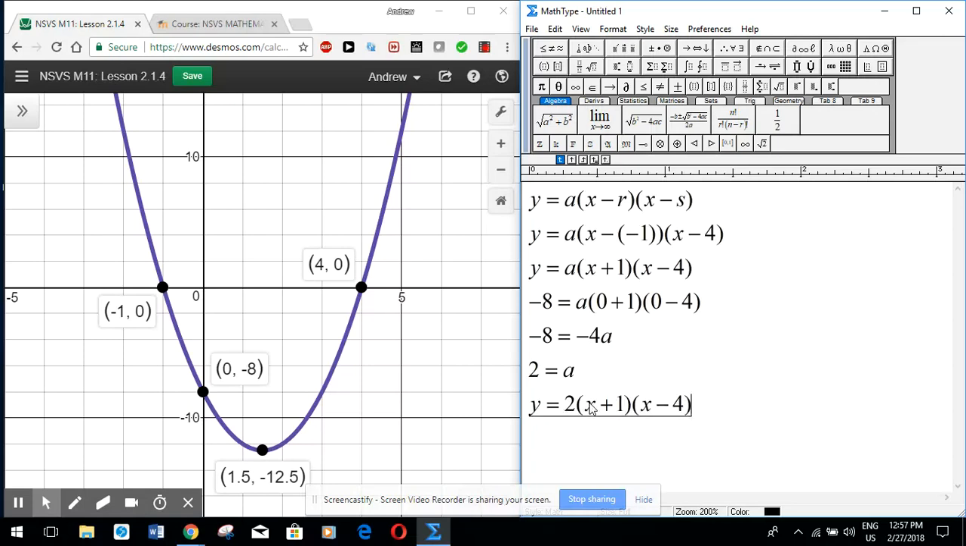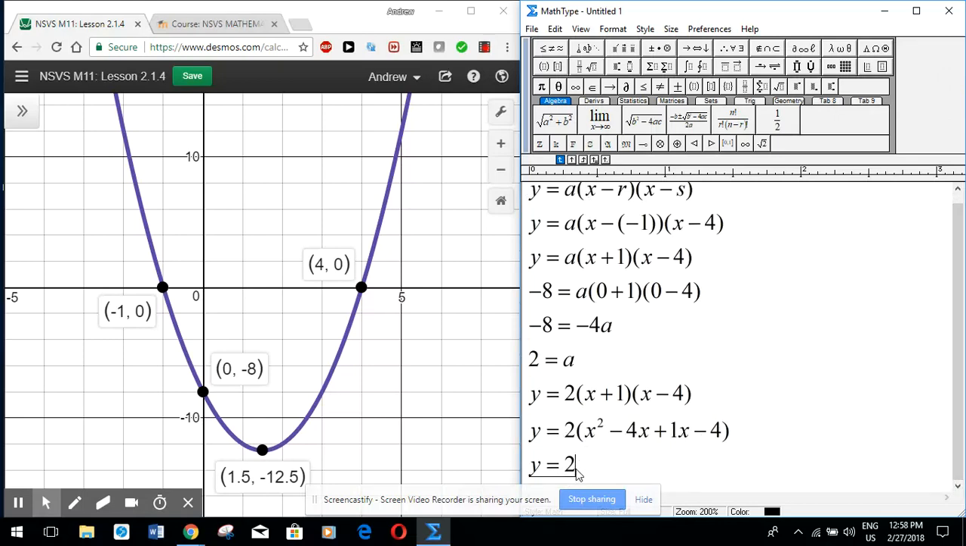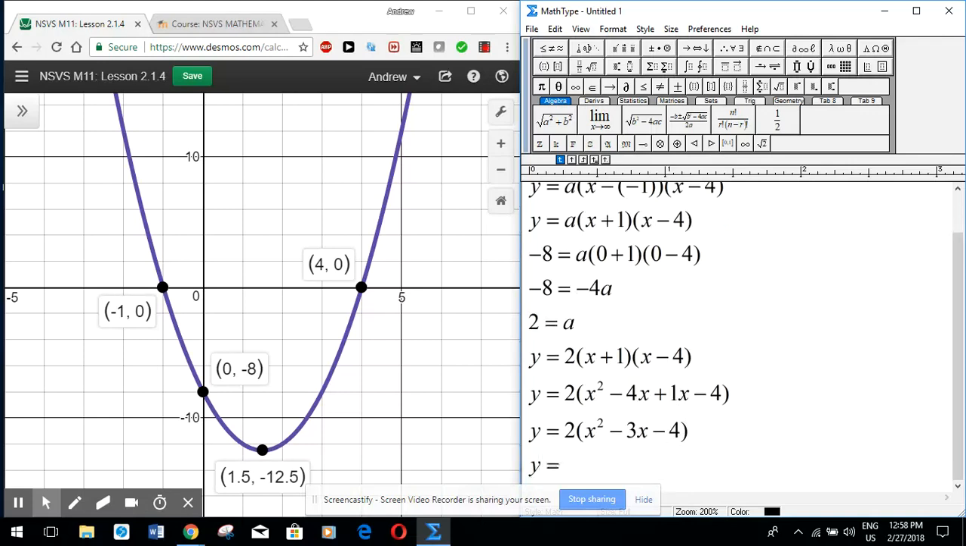Now if we wanted to put it in standard form, we can multiply this quadratic out and have y equals 2 by x squared subtract 4x plus x minus 4, or y equals 2 by x squared minus 3x subtract 4, and then I can multiply through by my 2 and get y equals 2x squared subtract 6x subtract 8.